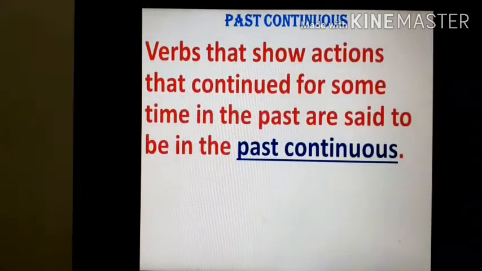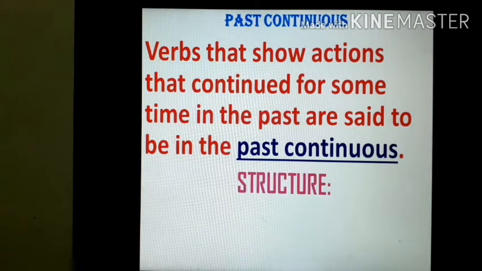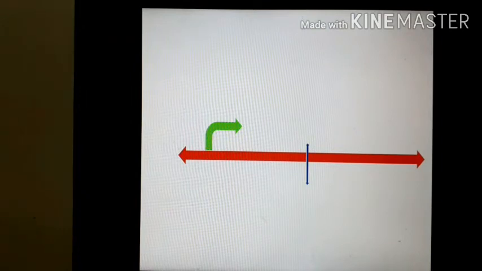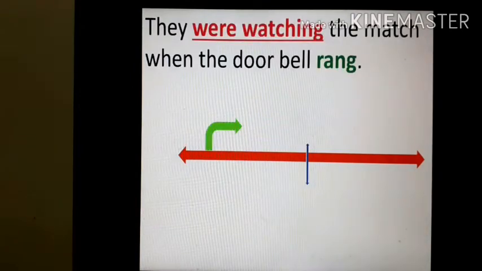Now here goes past continuous tense. Verbs that show actions that continued for some time in the past are said to be in the past continuous. The structure is was or were plus the present participle form of the verb, that is verb plus ing. Let's understand an example. They were watching the match when the doorbell rang.